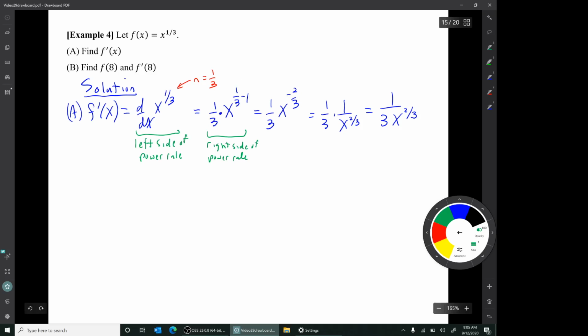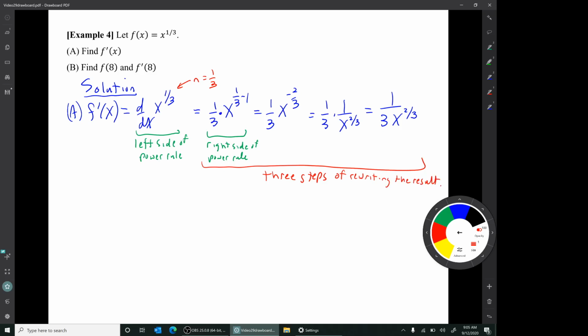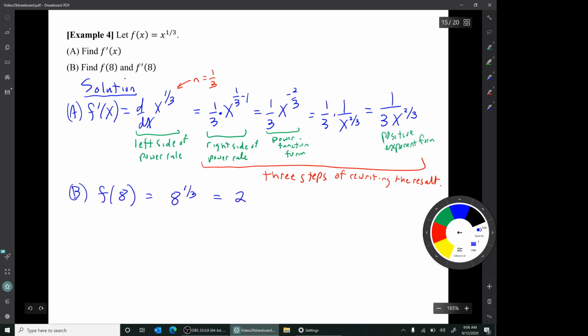And then notice that once we get that form, we do 3 steps of rewriting. We end up with something in positive exponent form. So our result was in power function form, which is a nice form, but it happened to have a negative exponent, so we rewrote it. Now for question B, we're supposed to find f of 8 and f prime of 8. So the cube root of 8 is 2.